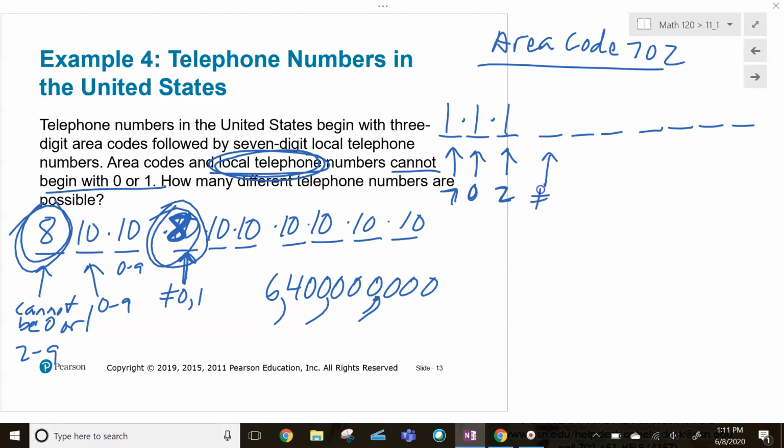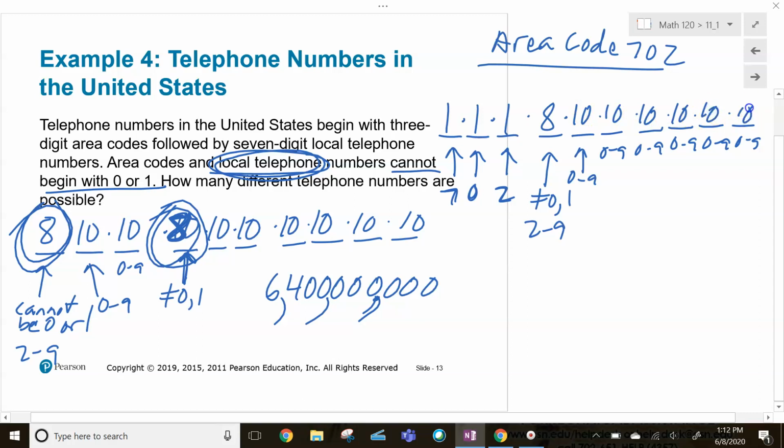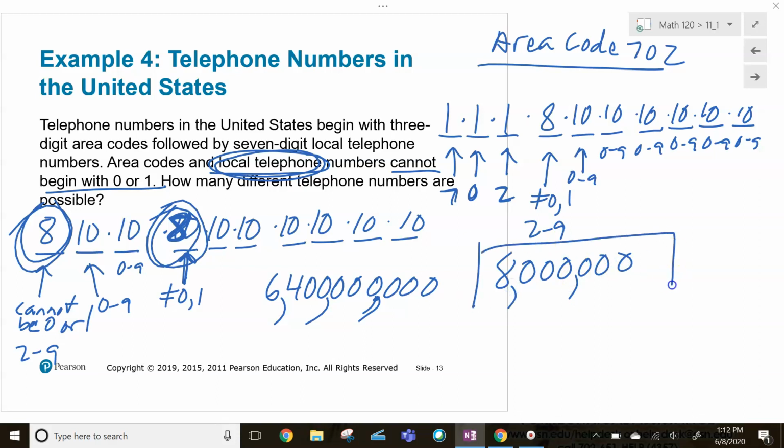That number cannot be 0 or 1. So 2 through 9 is fine, so I have 8 options right there. But the rest of these can be 0 through 9, no problem. So 10, 10, 10, 10, 10, 10. So we have 8 million options for area code 702.